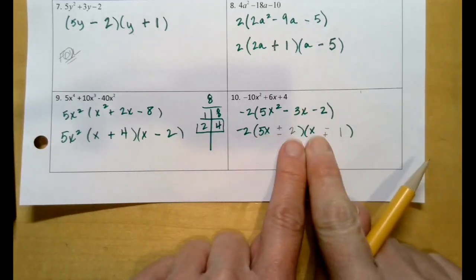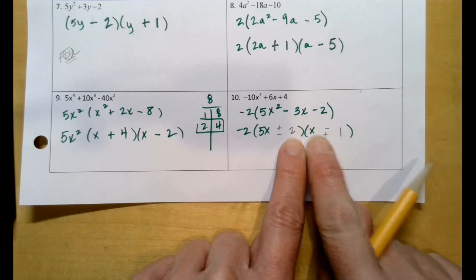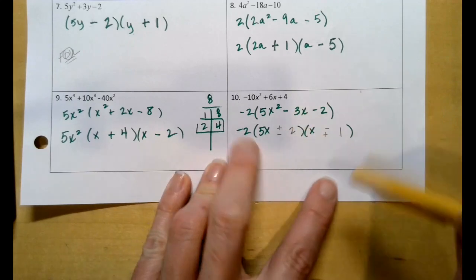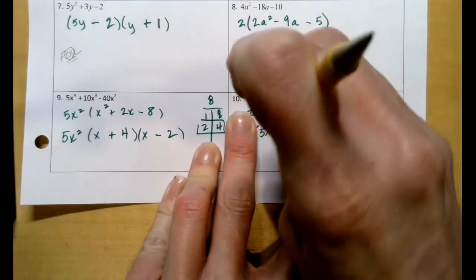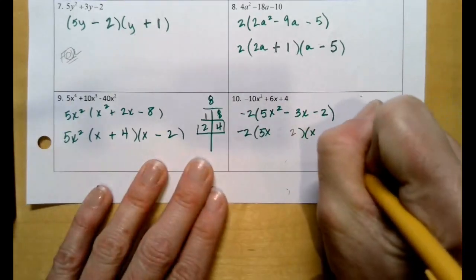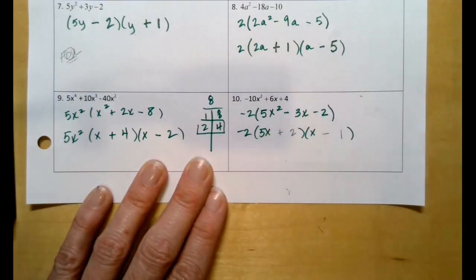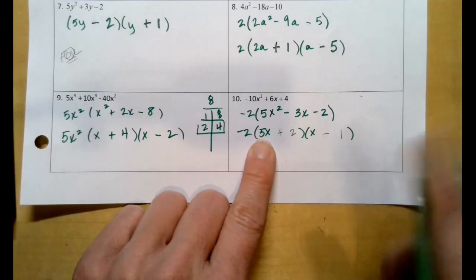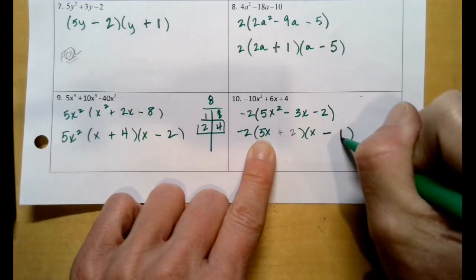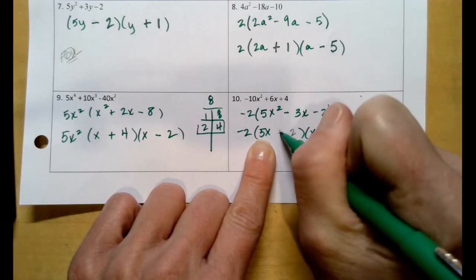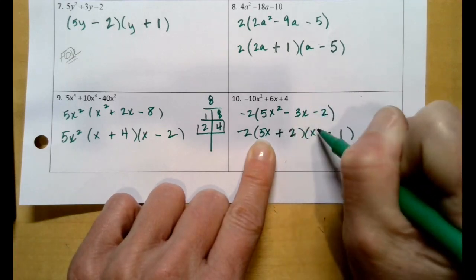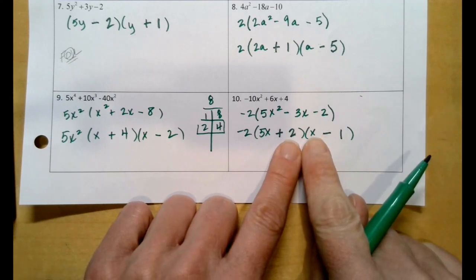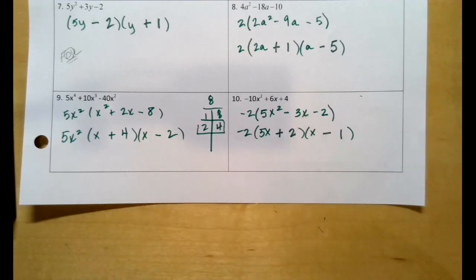5x, 2x, they have a difference of negative 3, and I want more negatives than positives, which means this is going to be negative and this is going to be positive. Let's double check that. 5x times negative 1 is going to be negative 5x. Positive 2 times x is going to be positive 2x. They add together. So we got it.